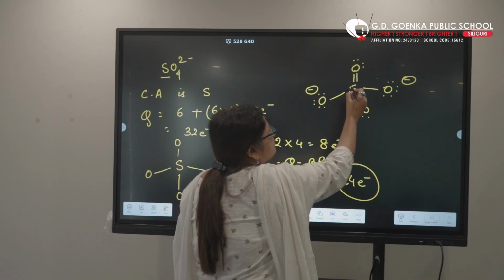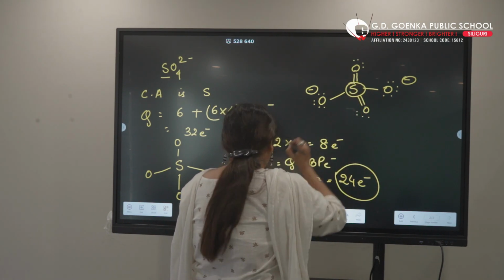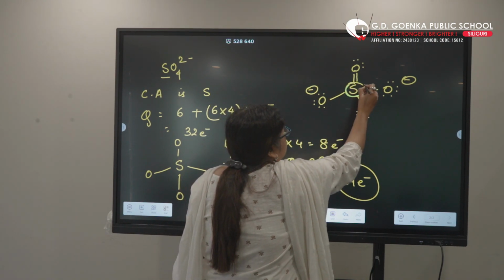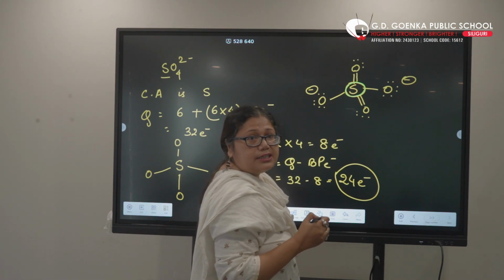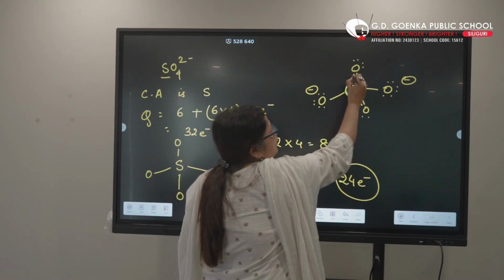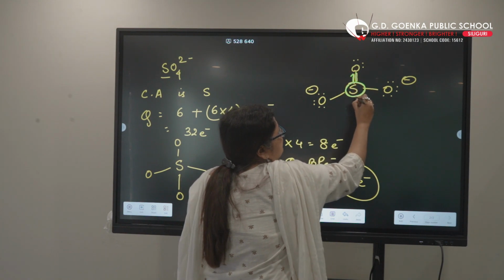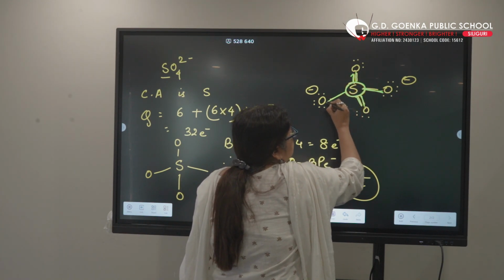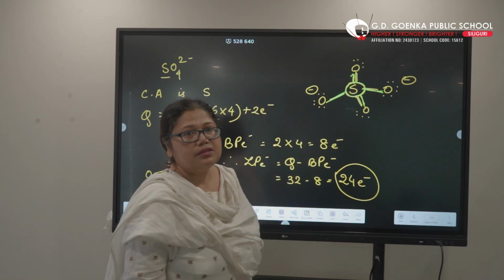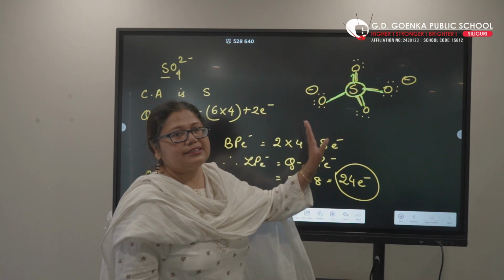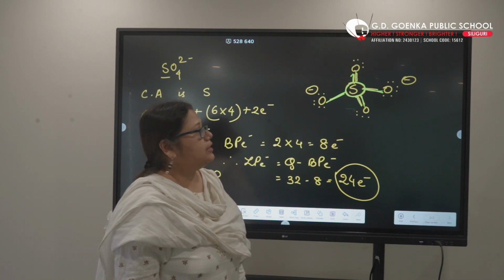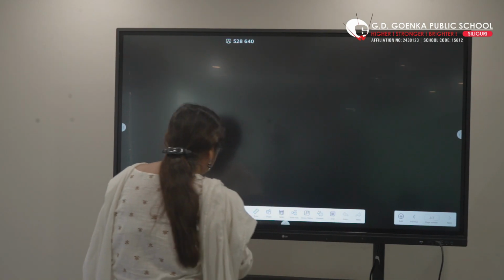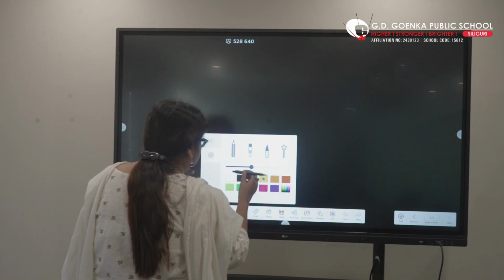Now you see, our central atom is sulfur over here, right? This is our central atom. Let us see how it has fulfilled its maximum covalency. 1, 2, 3, 4, 5, 6. So this is the exact structure of the sulfate ion. Okay, so we'll draw it once again neatly.